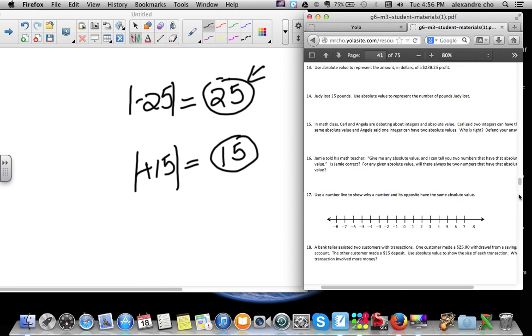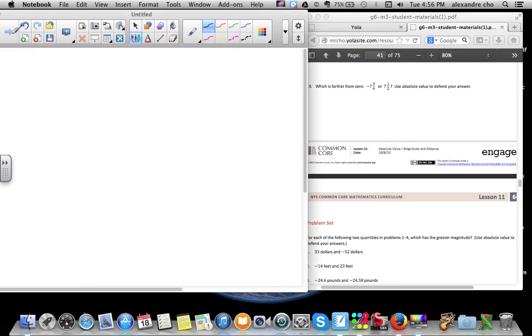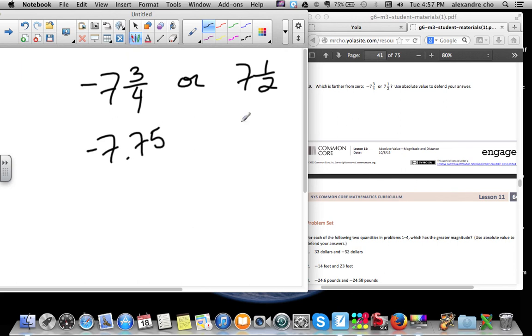And we have one more. Which is farther from 0? Negative 7 3/4 or 7 1/2? All right. If you don't like the fractions, you can change it to decimals. This is negative 7.75, and this is 7.5.